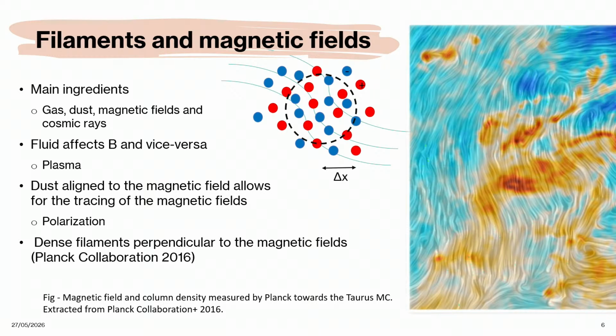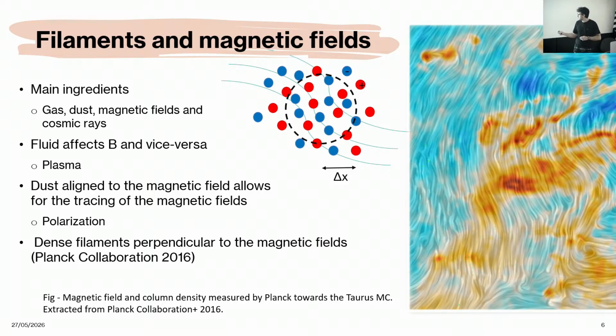So what is interesting in looking at these structures? When we think about the ingredients that we have in these clouds, the main ingredients are the gas, dust, magnetic fields, and the cosmic rays. Regarding the gas and magnetic fields, we can think that the gas is not neutral. We have ions in there. We have electrons, protons there. Which means that this gas will be affected by the magnetic fields.